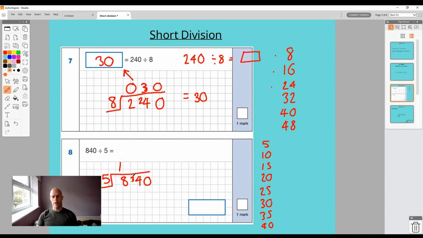How many times does 5 fit into 34? Toolkit time. 1, 2, 3, 4, 5, 6, and no more. So 6. And we then have that 4 that we haven't done anything with. Push that across and exchange that. We now need to calculate how many times 5 fits into 40. Use your toolkit again. 1, 2, 3, 4, 5, 6, 7, 8. 168. And you're done. You write it in the answer box and you're absolutely finished.